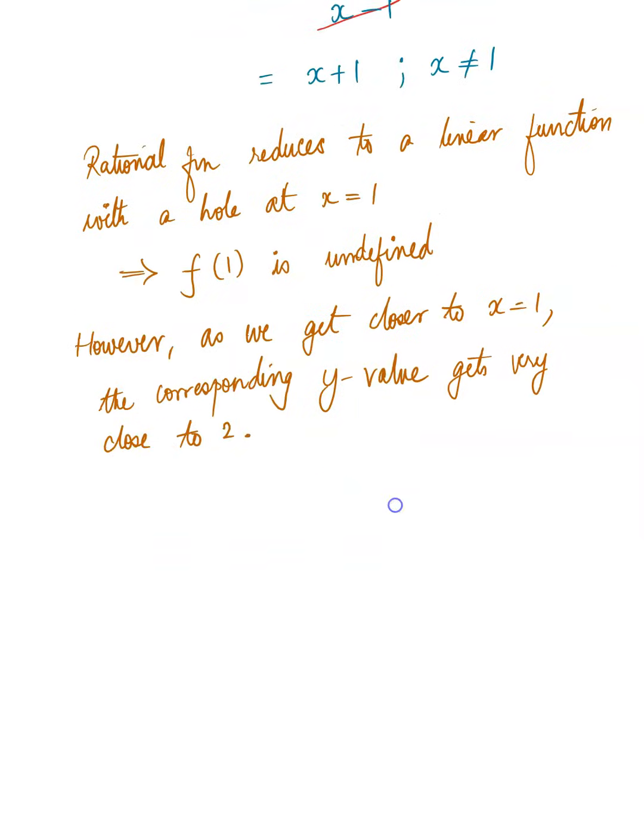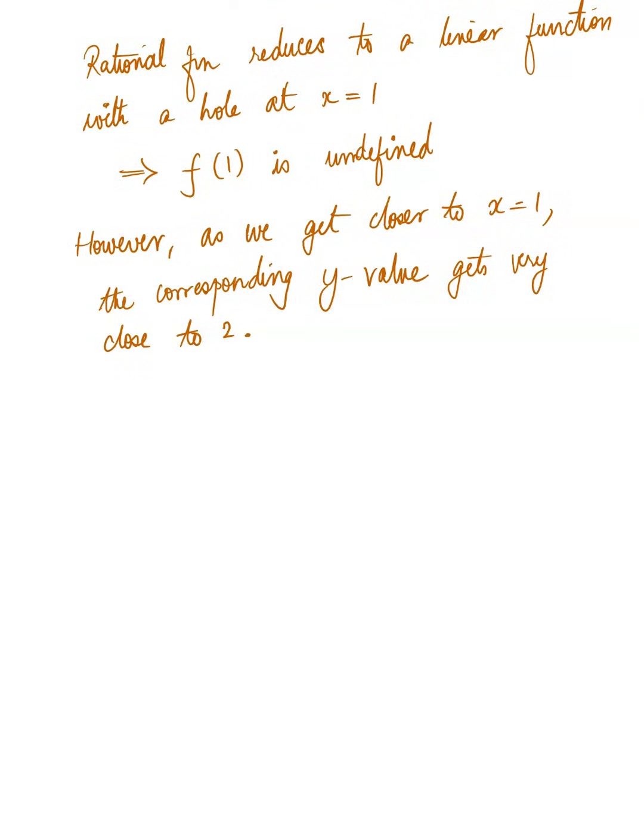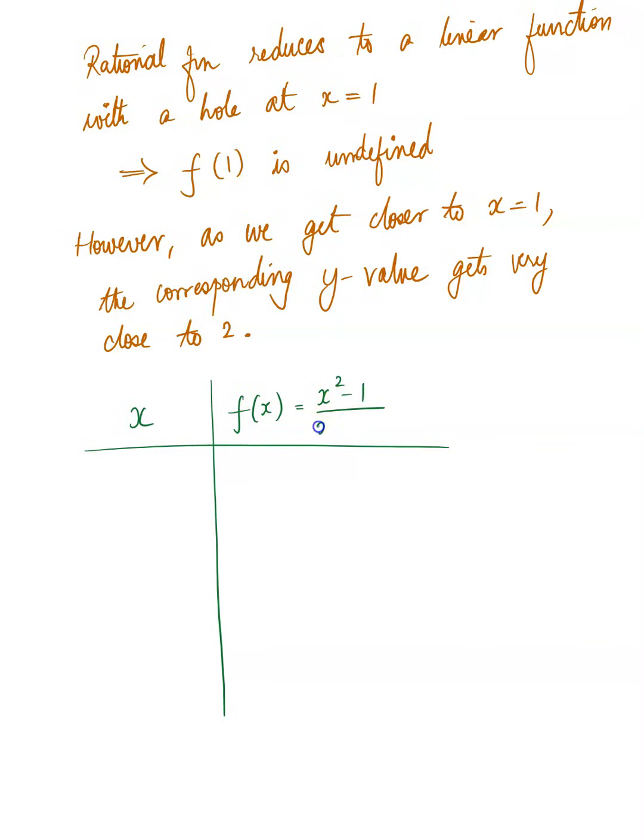Okay. So for this, we're going to draw the table. Now we could see that it was approaching 2 graphically, but there are times when we cannot have the visual of a graph. So how do we do it? So remember, always the t-table comes in handy. So I'm going to draw this table for f of x equals x squared minus 1 over x minus 1. And here I want to choose x values because we are approaching 1. So the question was, what is the behavior of the function near x equals 1?